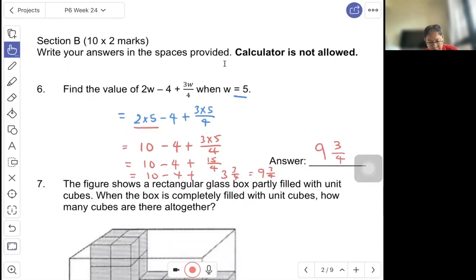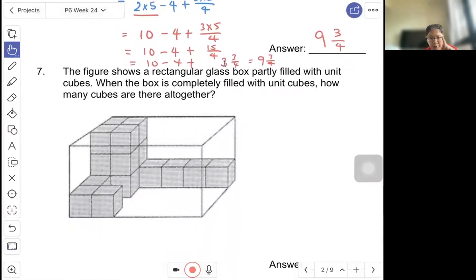Question 7. Mr. Tan gives you 1 minute to do question 7.